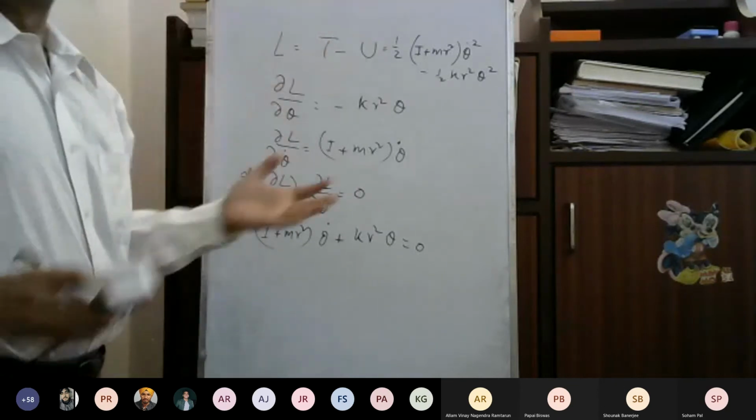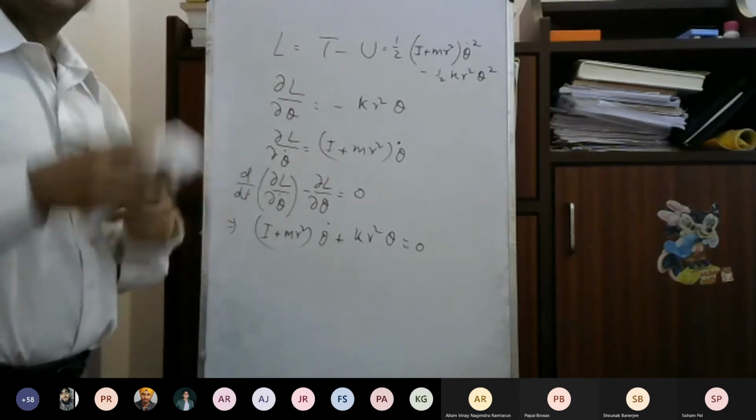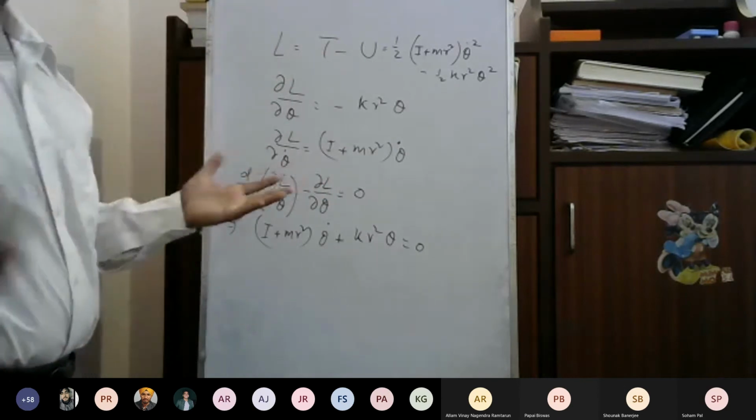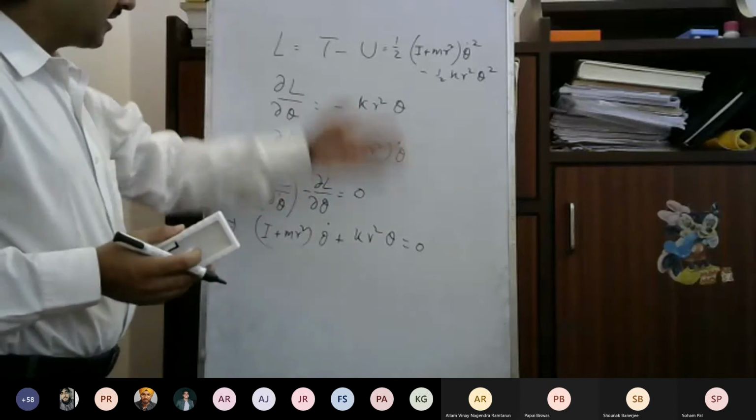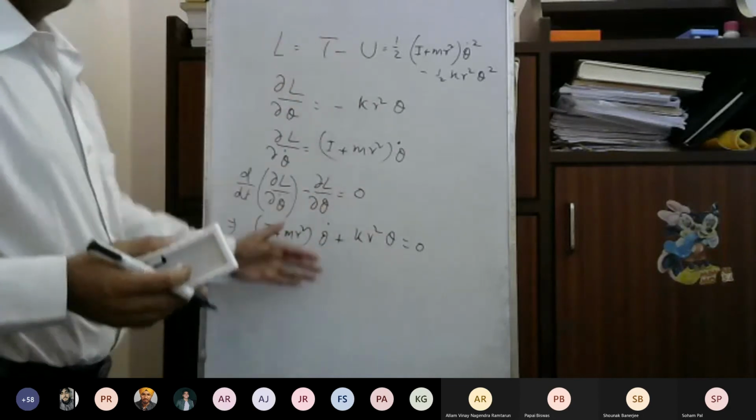But in the earlier method you had to be very careful. You had to write down the equations of motion very carefully, then substitute and eliminate the unknown quantities, and ultimately you get the equation of motion. But here it is so simple.